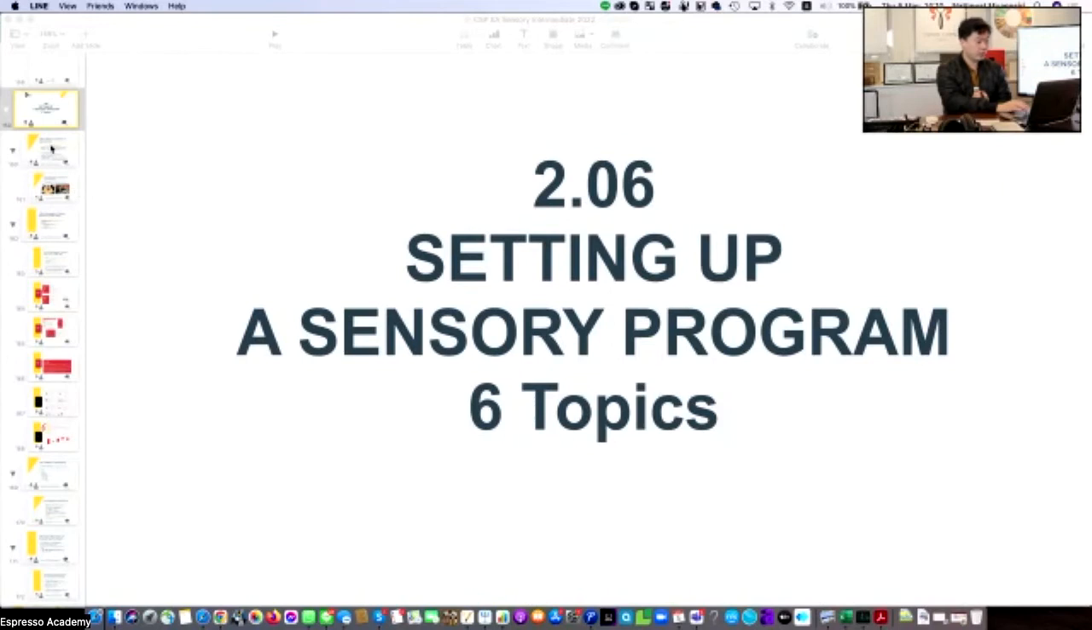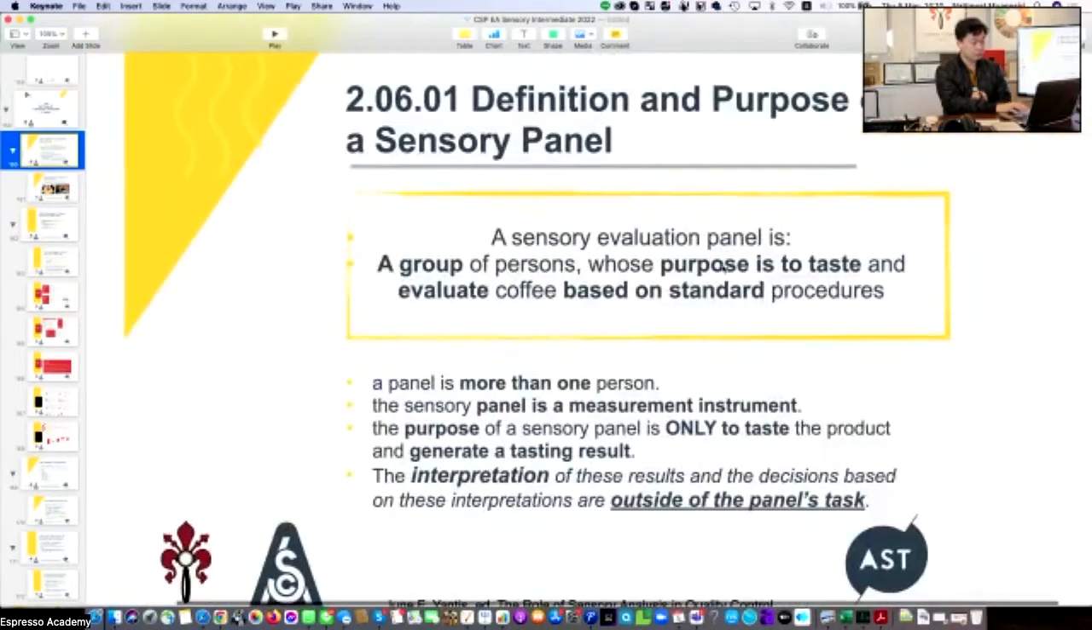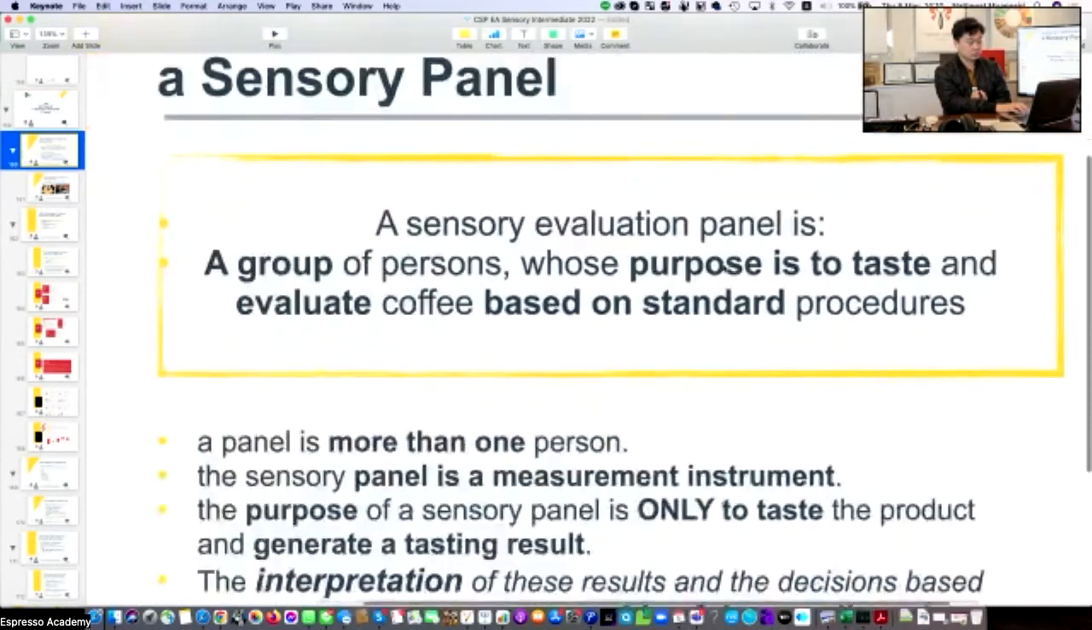So let's take a look quickly at what it is. For example, one is a group whose purpose is to taste and evaluate the coffee based on the standard procedure. So you need to have a standard procedure before you just continue recruiting people. You can't just recruit everybody to make your evaluations because you need to have a protocol. You need to evolve beside the protocol and procedure. How do I recruit these people?